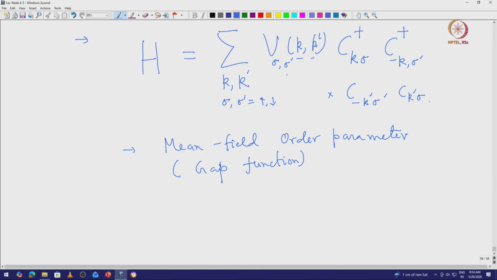Let me use a different color to highlight it. So it will be delta sigma k. It is a convention that we put a negative sign there, suggesting that it is an attractive interaction with V being positive. It is just a convention to use, it does not do anything else.